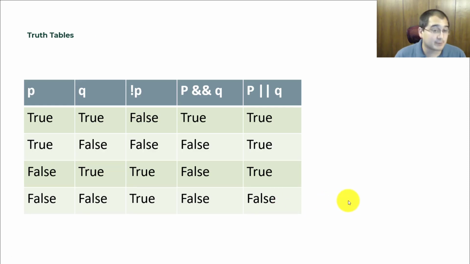If you're not comfortable with and, or, and not, here's a little truth table that says, if P is true and Q is true, not P is false. P and Q is true. P or Q is true. If you're uncomfortable with these operations, you definitely want to make sure that you're familiar with them. We'll be using them a lot.